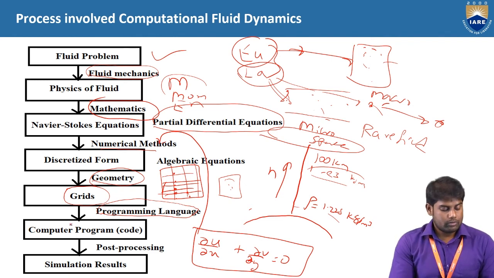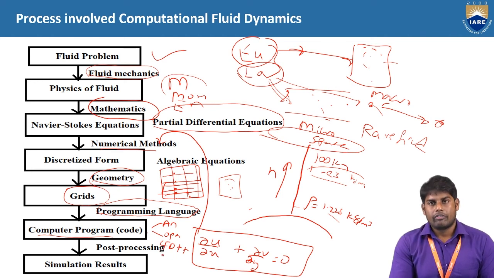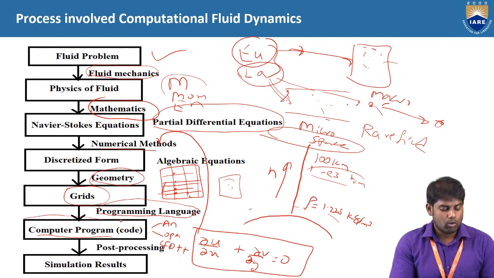So, computer program code. You have a number of software packages: ANSYS Fluent, OpenFOAM, CFD++, and many others. Those software packages run the programming code in the background. The programming code is nothing but the governing equations, continuity, momentum, and energy, which are discretized, and with appropriate boundary conditions will be solved with the help of matrix terminology.